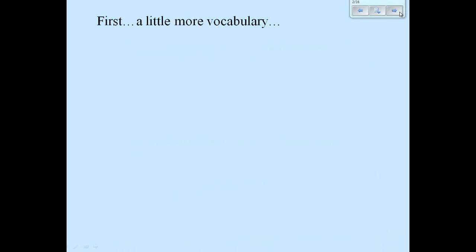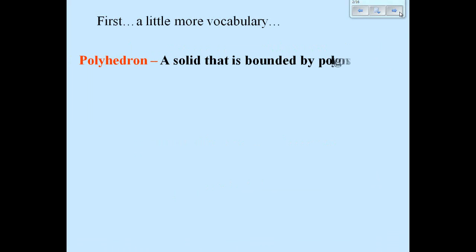So a little more vocabulary to get us started, and the first word on your sheet should be polyhedron, and that is a solid that is bounded by polygons. So any one of those figures we've already talked about would be a polyhedron. Okay, it has to be bounded by polygons. So a cylinder is not a polyhedron because its bases are not polygons, they're circles.